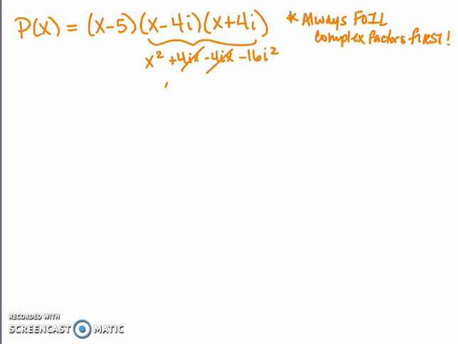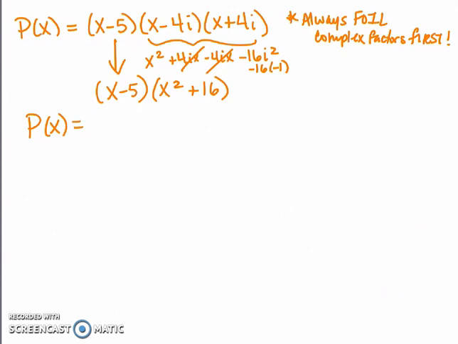So we end up here with x squared, and then remember, this is negative 16 times negative 1, which gives us positive 16. Bring down that x minus 5, and now we FOIL again. So our answer is going to be P of x equals x cubed minus 5x squared plus 16x minus 80.